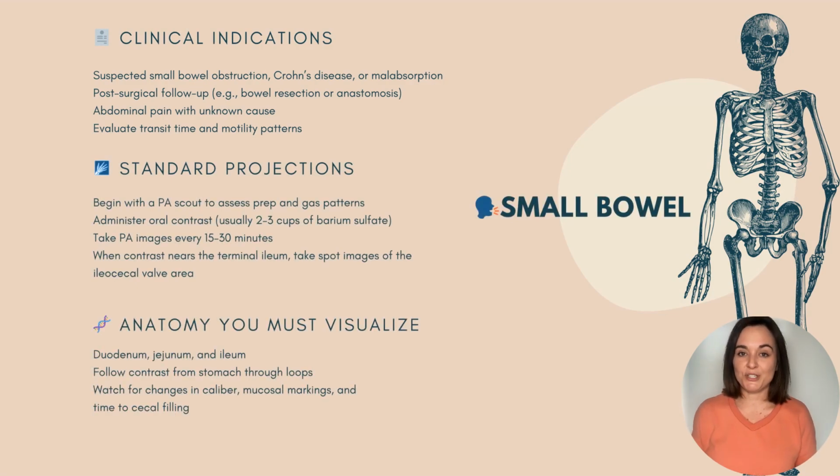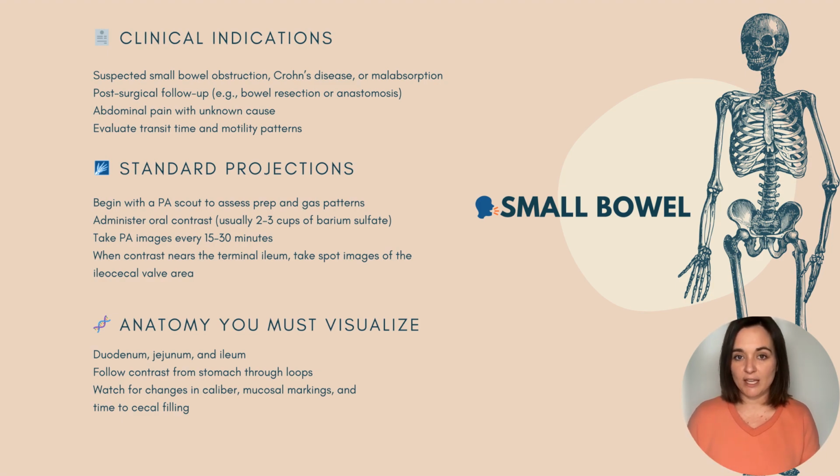Next up, small bowel procedure, often called a small bowel follow-through. This is the marathon of GI contrast procedures. It's slower, more detailed, and incredibly useful when timed and interpreted correctly. Purpose and indications are suspected small bowel obstruction, Crohn's disease, or malabsorption. Post-surgical follow-up, maybe for a bowel resection or anastomosis, or if somebody has abdominal pain with an unknown cause, or to evaluate transit time and motility patterns.